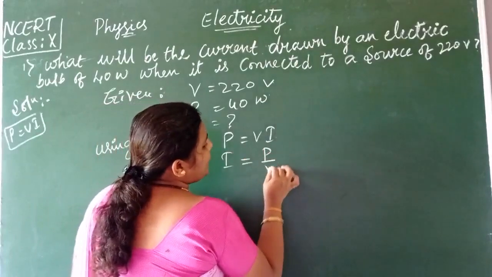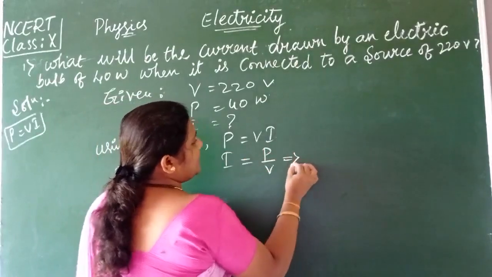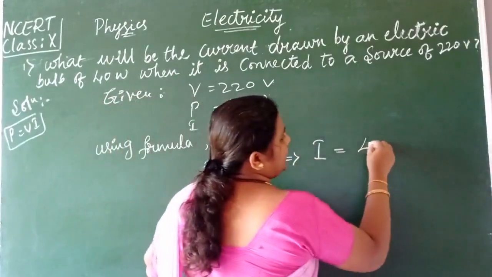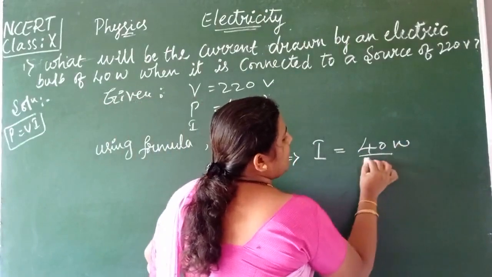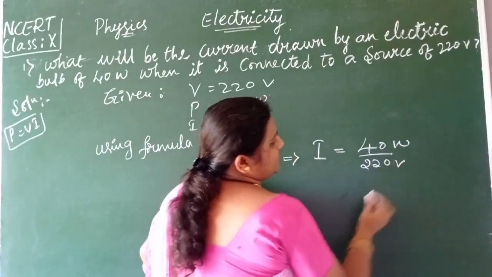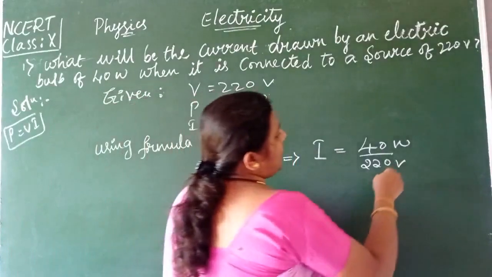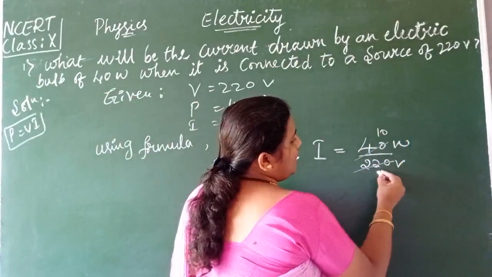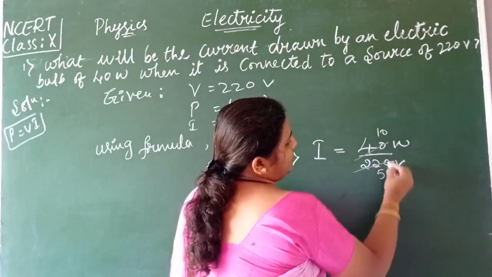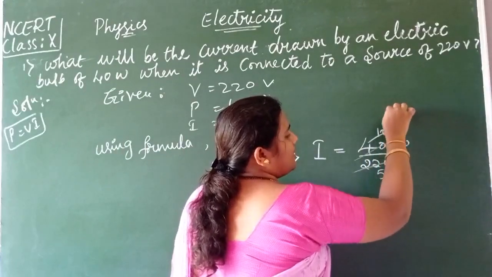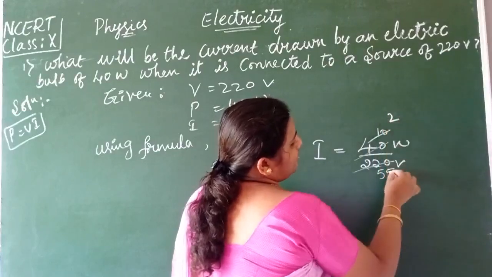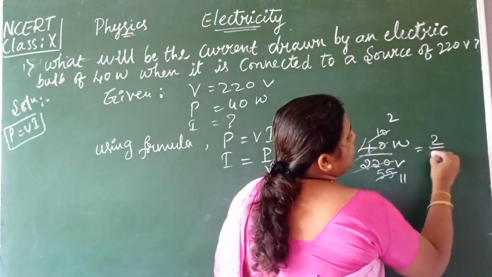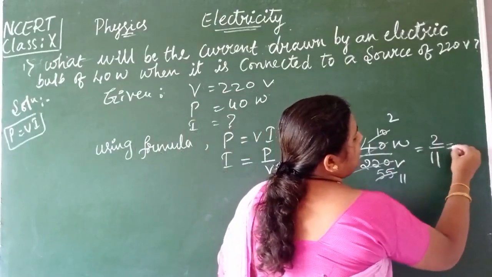P divided by V. Means this can be written as I is equal to, what is the P value, children? 40 watts divided by 220 volts. Isn't it, children? Yes. Now divide this. 4 tens are 40. Then 4 fives are 20 and 4 fives are 20. Then this 5 twos are 10, 5 elevens are 55. Isn't it, children? So 2 divided by 11 is nothing but how much?